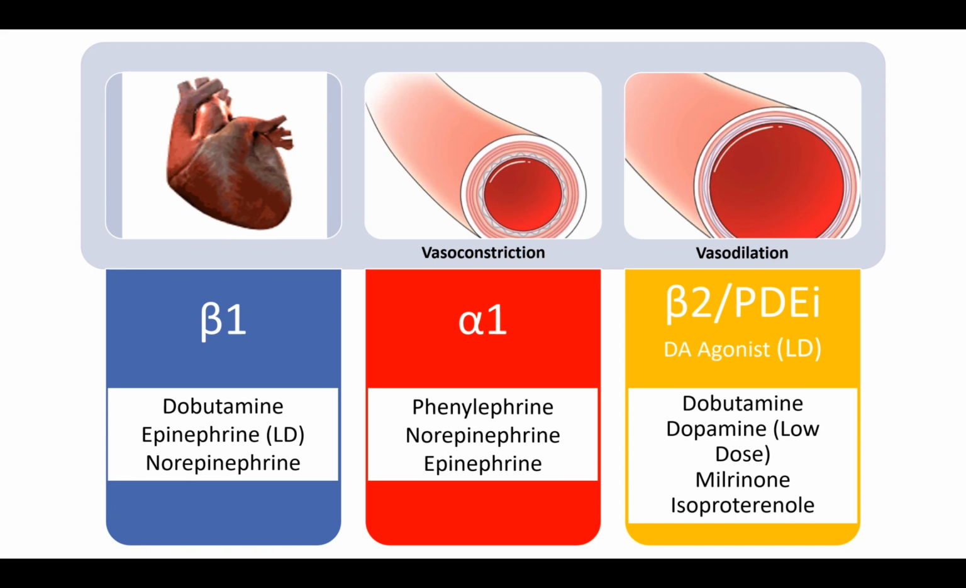And we have the phosphodiesterase inhibitors, such as milrinone. And then we have isoproterenol. Of course, dopamine at a low dose acts on the dopaminergic receptors.